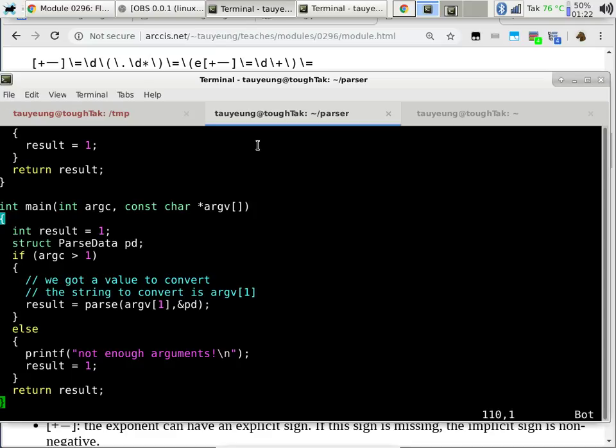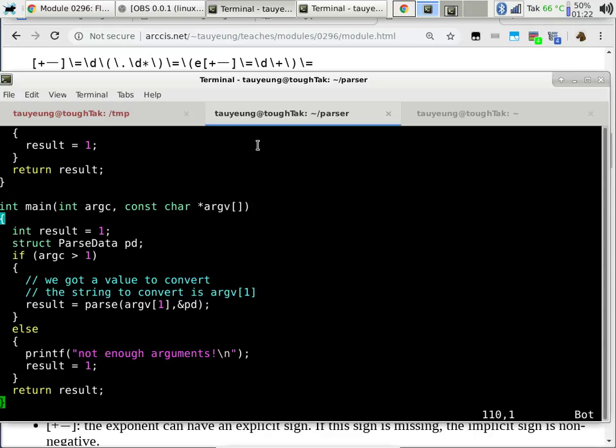ARGC stands for argument count, and ARGV stands for argument value. These are the arguments being passed to the command line interface itself. In other words, if you are to run a program on the command line, you can type the name of the executable and then followed by any number of things that you want to specify. Those are called arguments. So this is the way a program written in C can gain access to those arguments. So instead of using standard in to input the number to be converted, you can now specify it as a part of the argument. Okay?